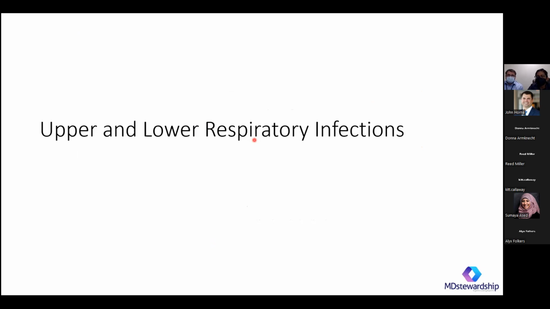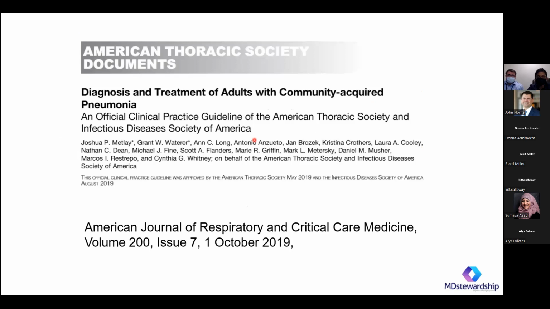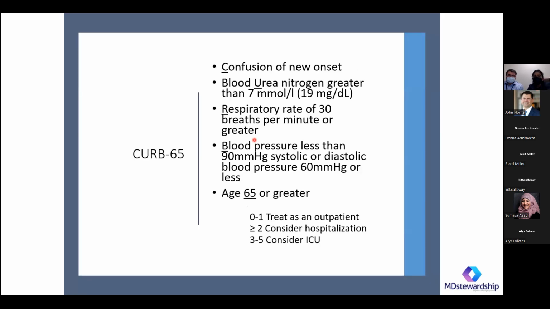And then now we have upper and lower respiratory infections. So in 2019, we had guidelines change for community-acquired pneumonia. And it's always important in the outpatient setting to say, hey, are we going to treat them in the outpatient setting? Am I going to admit them, or are they going to go to the ICU? And I know, Dr. Horn, you like to talk about CURB-65, the points.